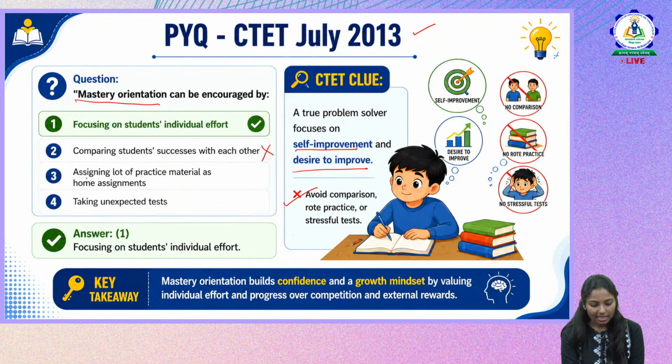Okay. Next is assigning a lot of practice papers as home assignments. No. Even if you give a lot of papers for them to solve, if they don't have the will to self-improve, nothing can happen. So this is also not an answer. Taking unexpected tests, surprise tests and all will not be mastery orientation. So हम ऐसे ही option 1 को choose कर सकते हैं. Okay. So mastery orientation is a trait of a problem solver, which is the desire for a student to improve himself. With that only, problem solving skills also might improve. So हम next पे चलते हैं.